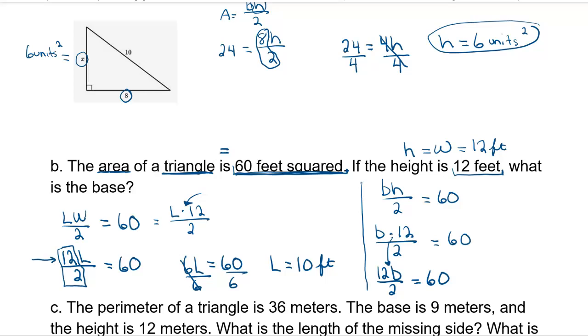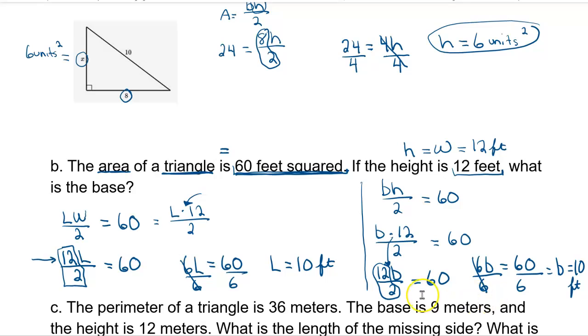Okay, so now I just focus on the numbers that we know, which is 12 divided by 2, which is 6b equals 60. Divide by 6, divide by 6, and b equals 10. I'm almost out of room, so 10 feet. And that is your final answer.